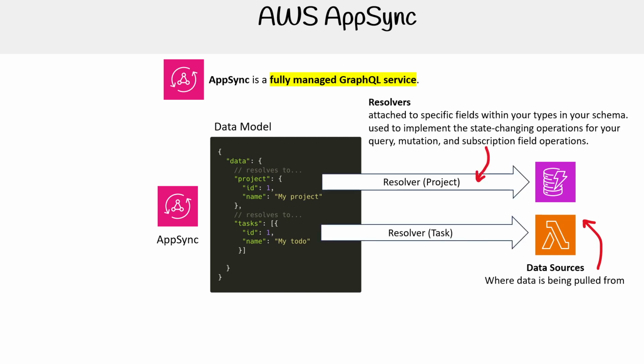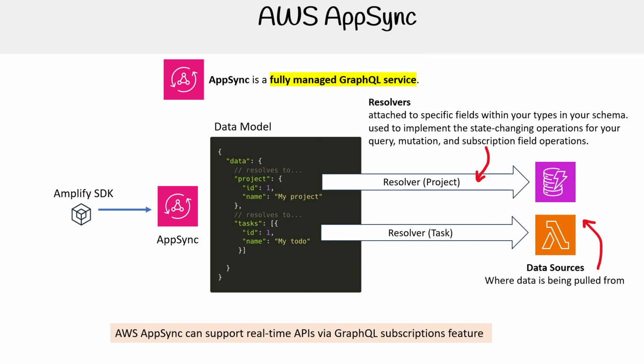And so resolvers implement state changing operations for the queries, mutations, or subscriptions. So they basically map to those things. And then the idea is you'll have an SDK. So specifically use the Amplify SDK to pull data from AppSync, and it will actually generate out scaffolding for your models to be able to send those queries over, which is really nice. One thing I want to point out is that AppSync can support real-time APIs via the GraphQL subscription feature, which is cool. Let's just talk about other features about AppSync.